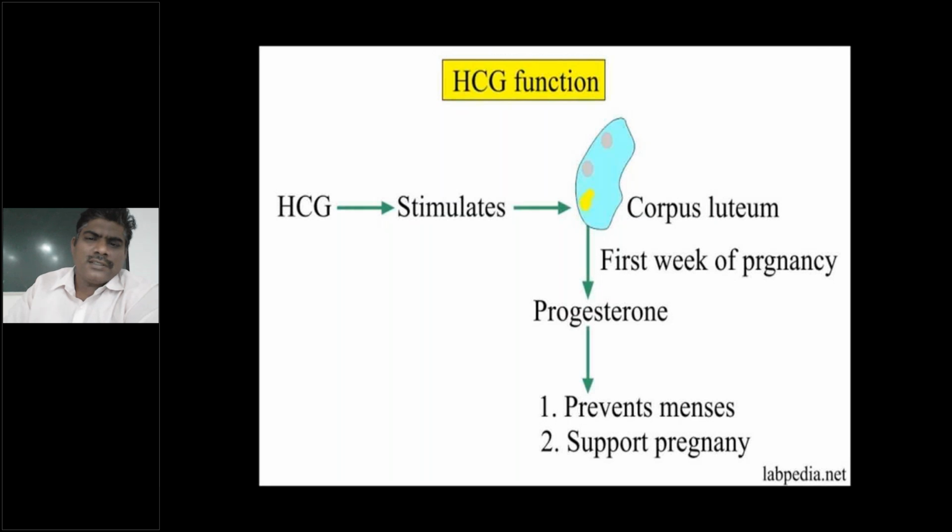So this HCG hormone stimulates the corpus luteum, and at the same time it releases the progesterone. This progesterone prevents the menses and it supports the pregnancy. That is the role played by HCG: it prevents the menses and supports the pregnancy.